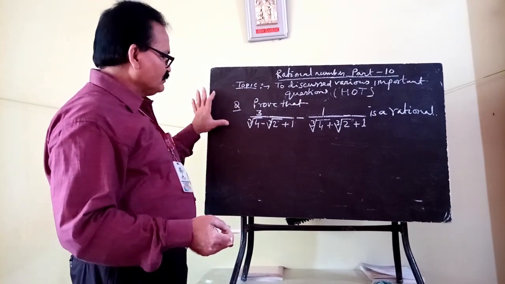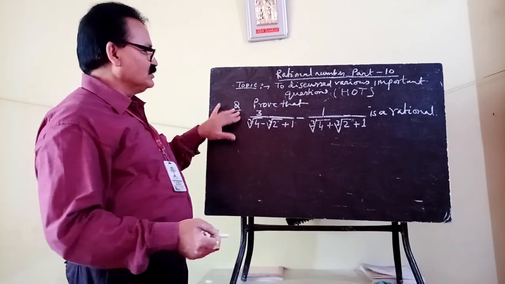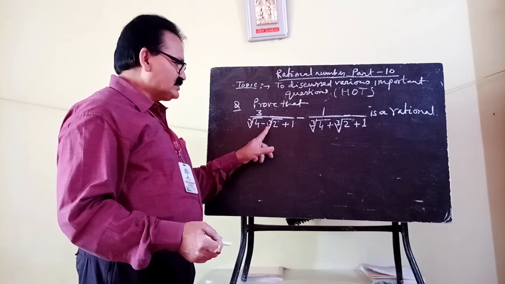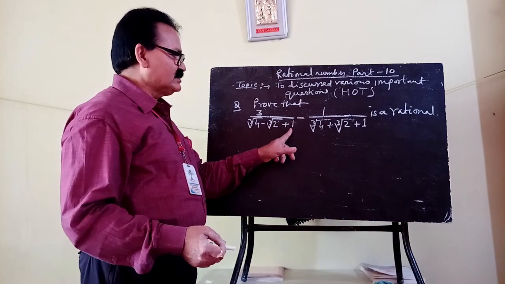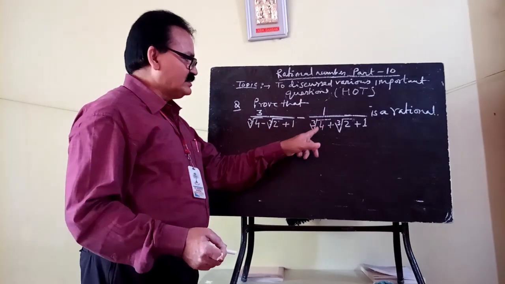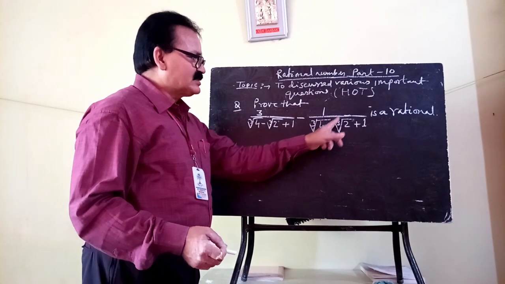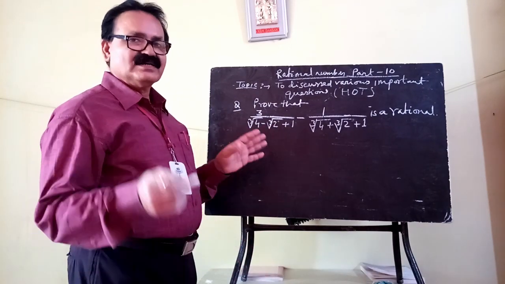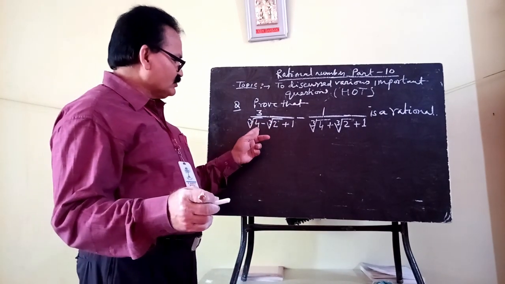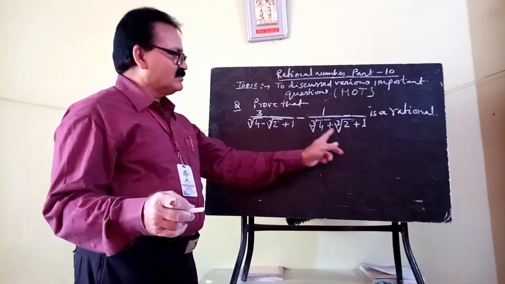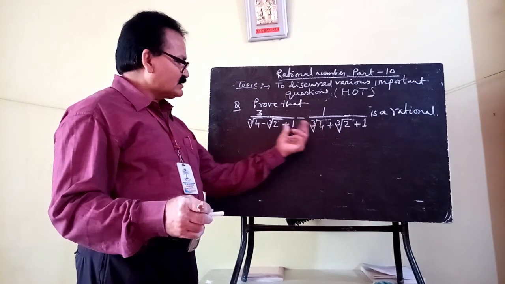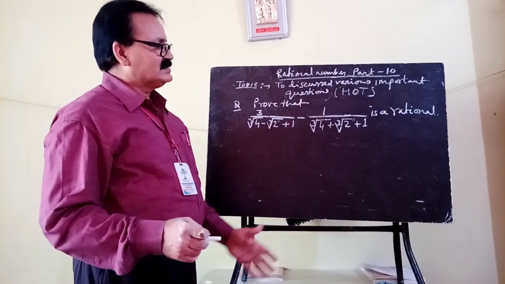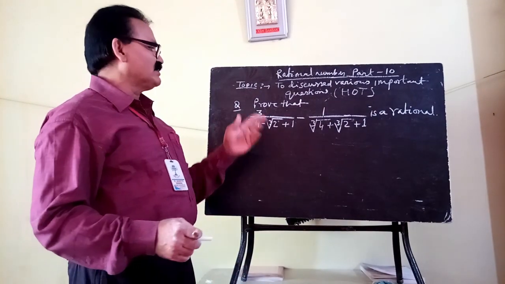Now, take this question as an example: prove that 3 divided by (cube root of 4 minus cube root of 2 plus 1) minus 1 divided by (cube root of 4 plus cube root of 2 plus 1) is a rational number. What you have to prove? You know these are irrational numbers, but after subtracting this irrational and this irrational, your answer must be a rational number. That is what has to be proved.